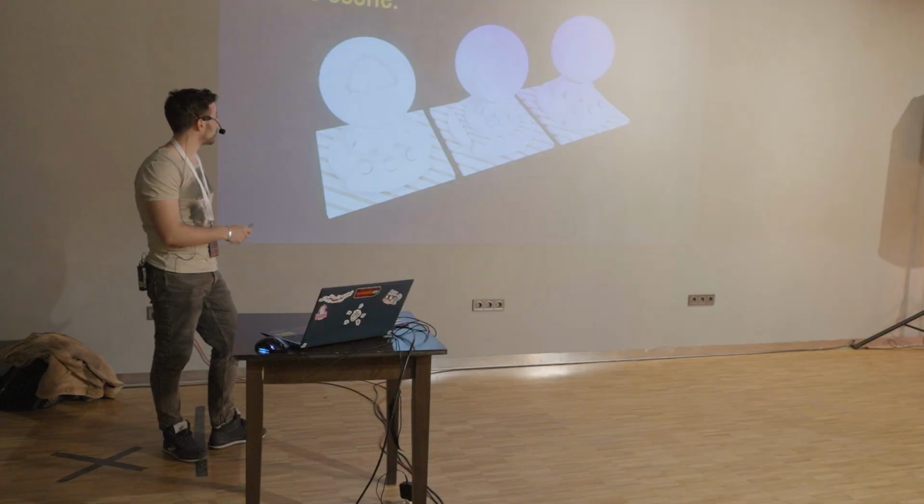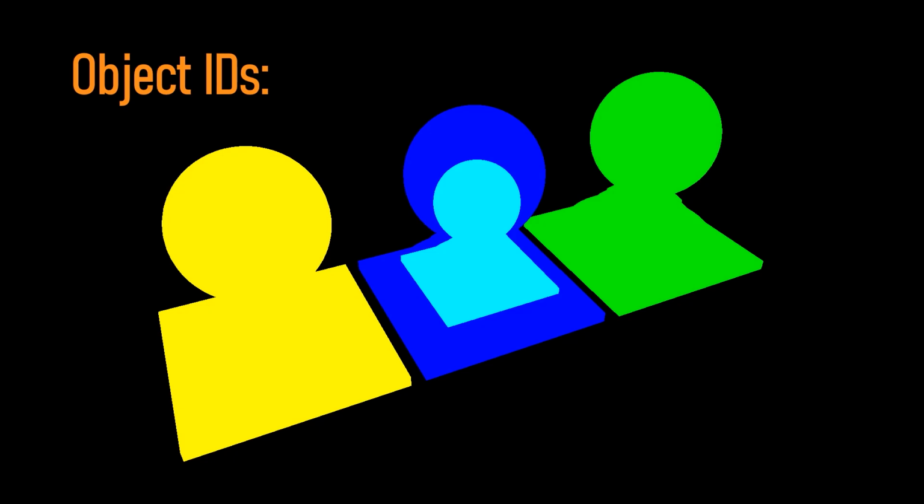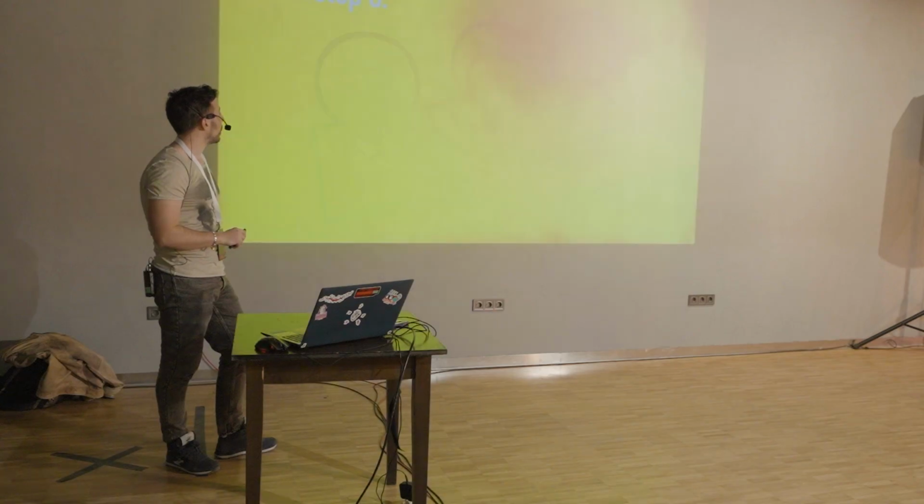Pictures talk more. This is the scene which we're going to outline. This time it isn't a cat. Those are the IDs that I was discussing. They won't actually be colorful. They will be just 0, 1, 2, 3, and so on.